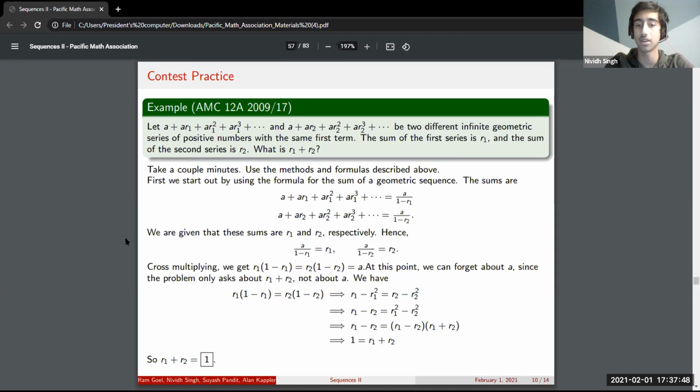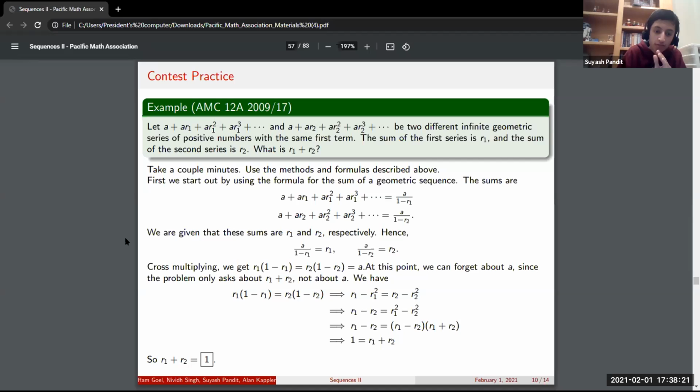Now both sides have an R1 minus R2, so we can divide both sides by R1 minus R2, which gives us 1 equals R1 plus R2. So our final answer is R1 plus R2 equals 1. All right, a slight technicality there: when you have R1 minus R2, you need to be careful that it's not 0, because otherwise you're dividing by 0. But in this case, we know there are two different geometric series, so R1 and R2 are not equal, therefore R1 minus R2 is not 0.